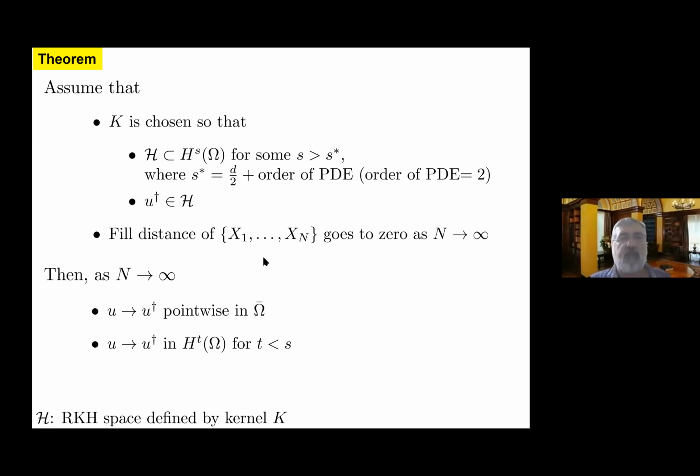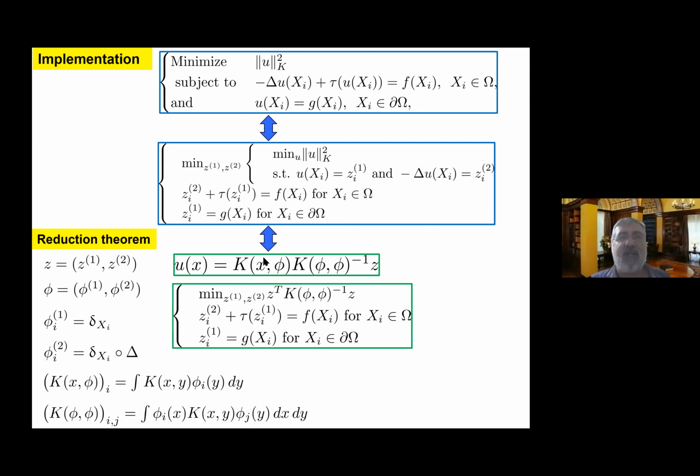Now, for the practical implementation of this method, this infinite dimensional variational problem can be reduced to a finite dimensional one by introducing the slack variables Z corresponding to the values of U and of its Laplacian at the collocation points, and then minimizing over U before minimizing over Z.